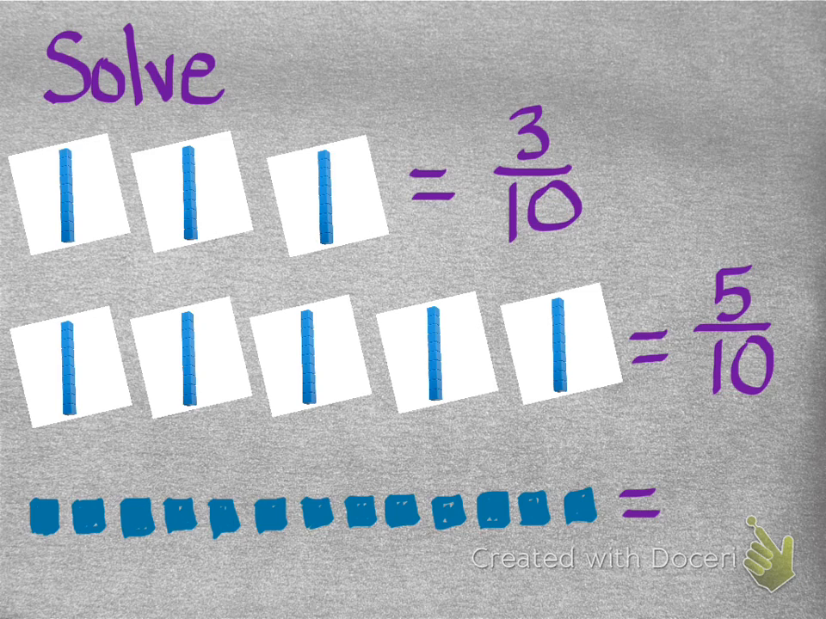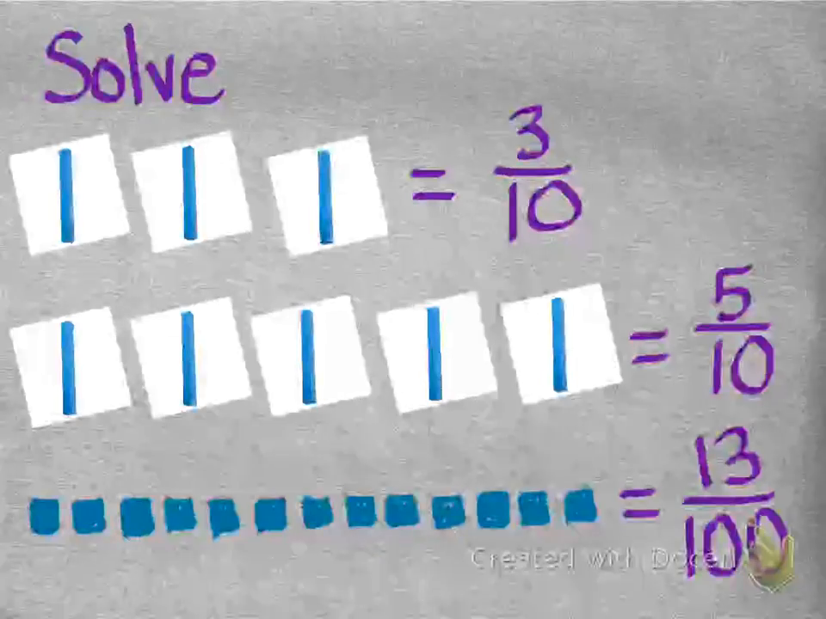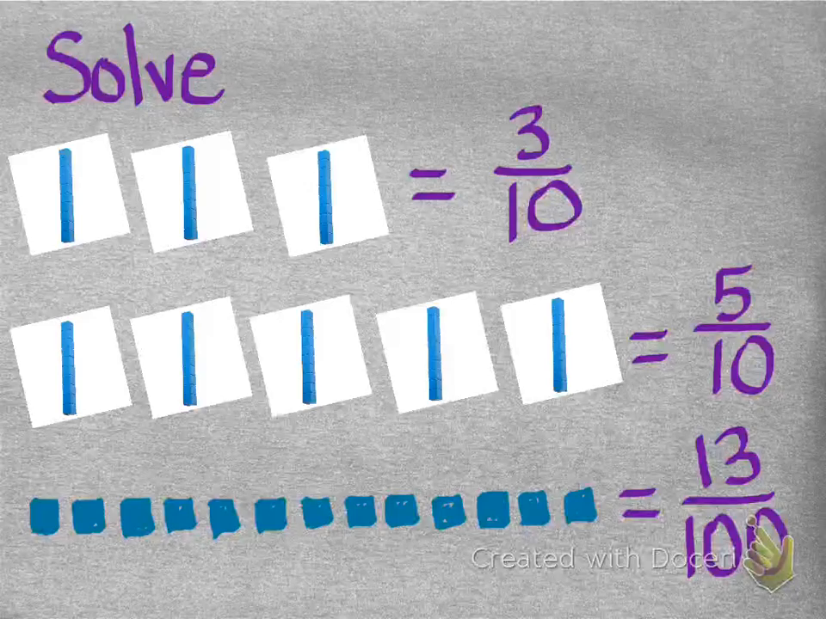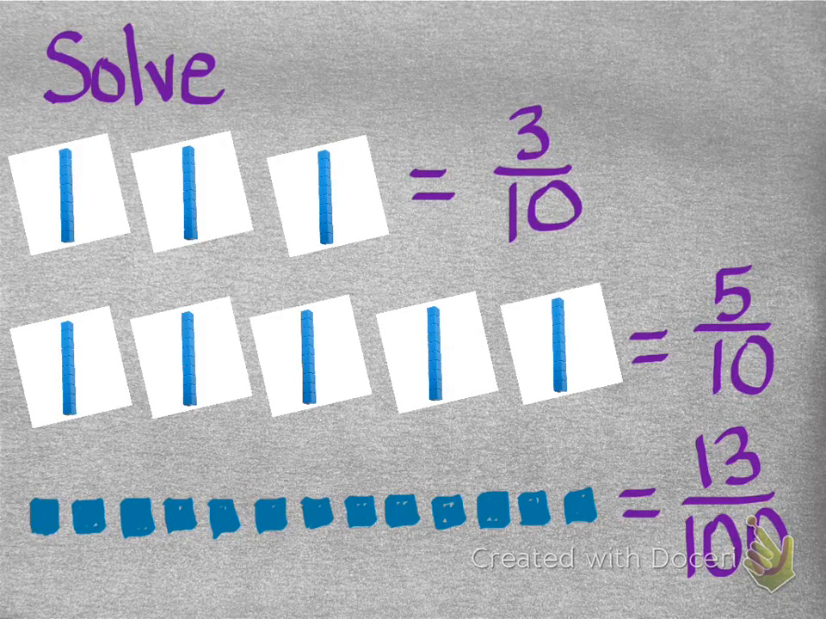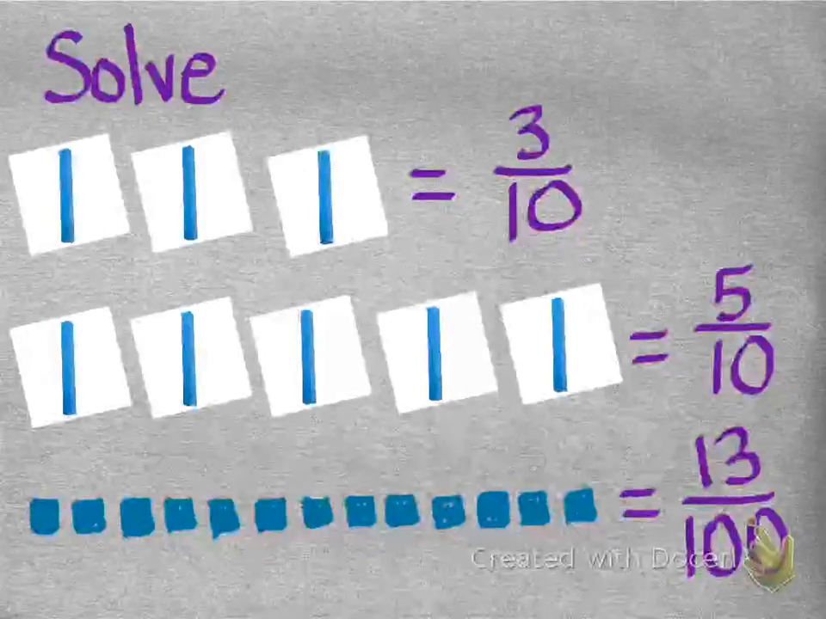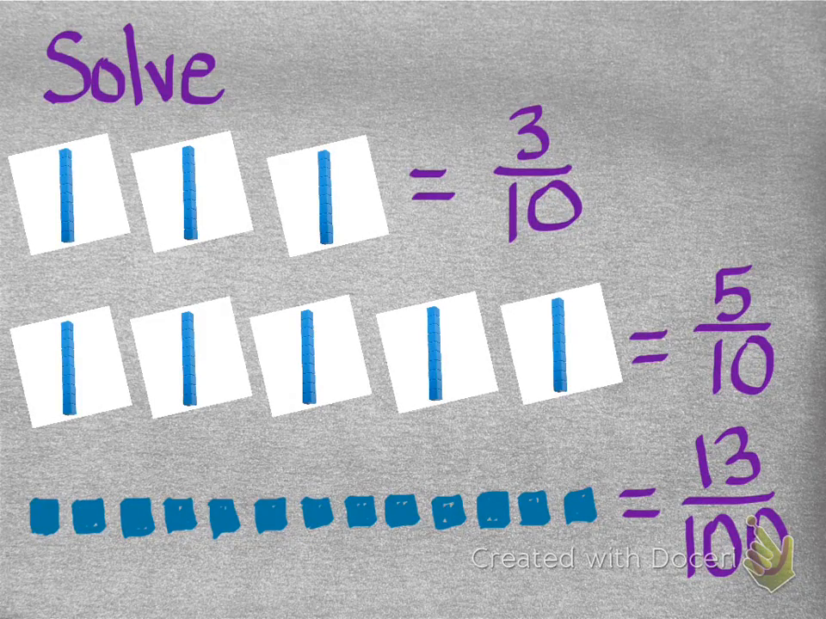Now, I have 13 cubes. Now, I know 13 is going to be my top number or my numerator, but what is going to be my bottom number? It would be 100. Okay, because it takes 100 of those cubes to make a whole. So we've got 13 of those cubes out of 100.